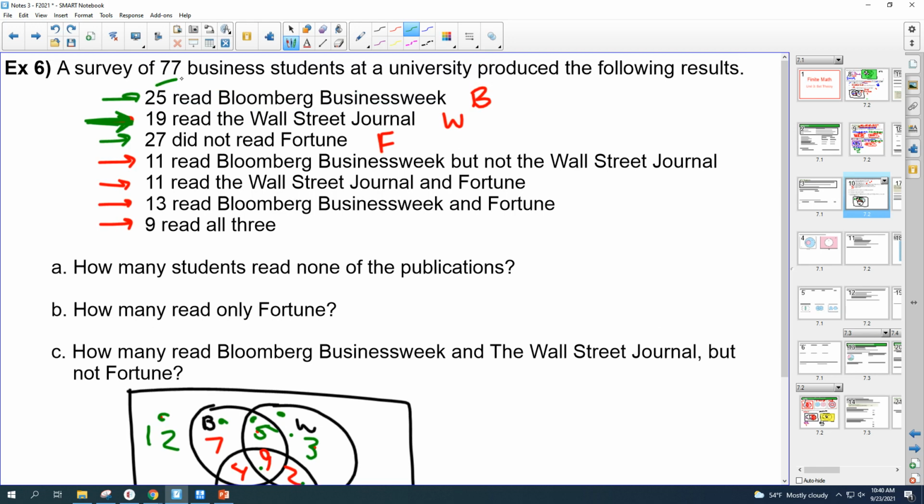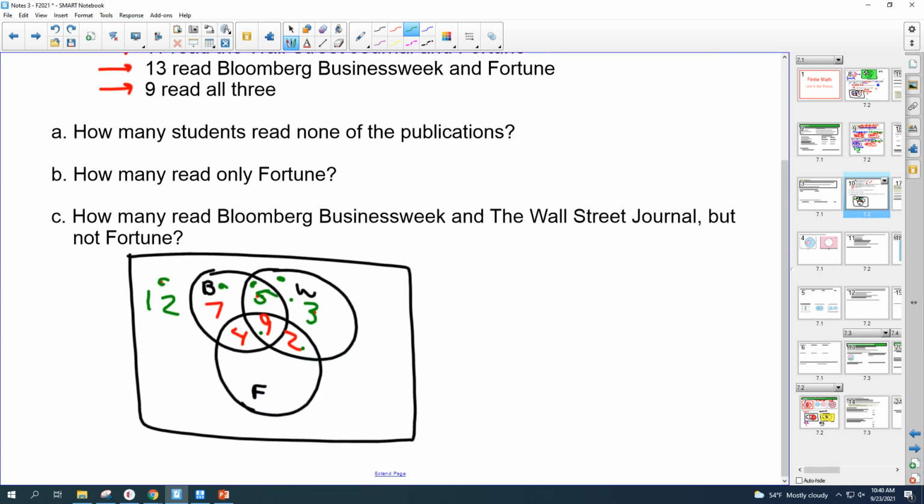Yeah, 77. A survey of 77 business students. That means that all of my numbers have to add up to 77, okay? So 12 plus 7 is 19, that's 23, 32, 37, 40, 42. That means there must be 35 right here.